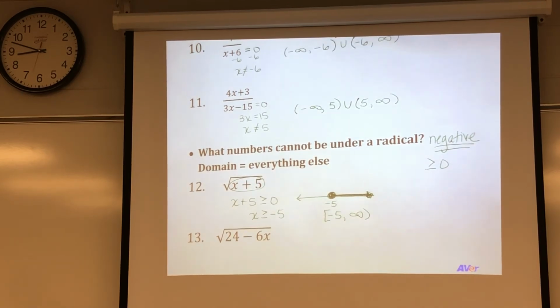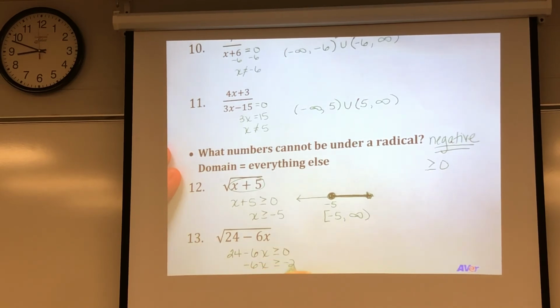All right, same thing on number 13. Go ahead and try that. Start by taking the radicand, set it greater than or equal to 0, solve it, and then translate it into interval notation. Hit pause and then come back and check. You should have 24 minus 6x is going to be greater than or equal to 0. It has to be for it to be true. Subtract 24 to the other side. Divide by -6, so we're going to switch the sign. So we end up with x is less than or equal to 4.